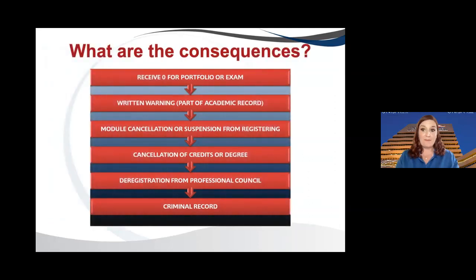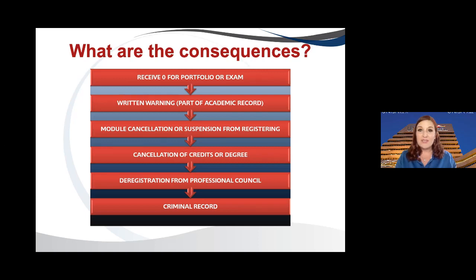So what can actually happen if you're found to have acted unethically in the exam? Your lecturer might give you a 0 for your portfolio or exam, and this means that you will fail the module. It also means that you do not qualify for a supplementary because you do not have the necessary sub-minimum to qualify for the exam. Next up, you can receive a written warning, and this warning can include a possible suspension from the university if you're found guilty of another offence during the same time.